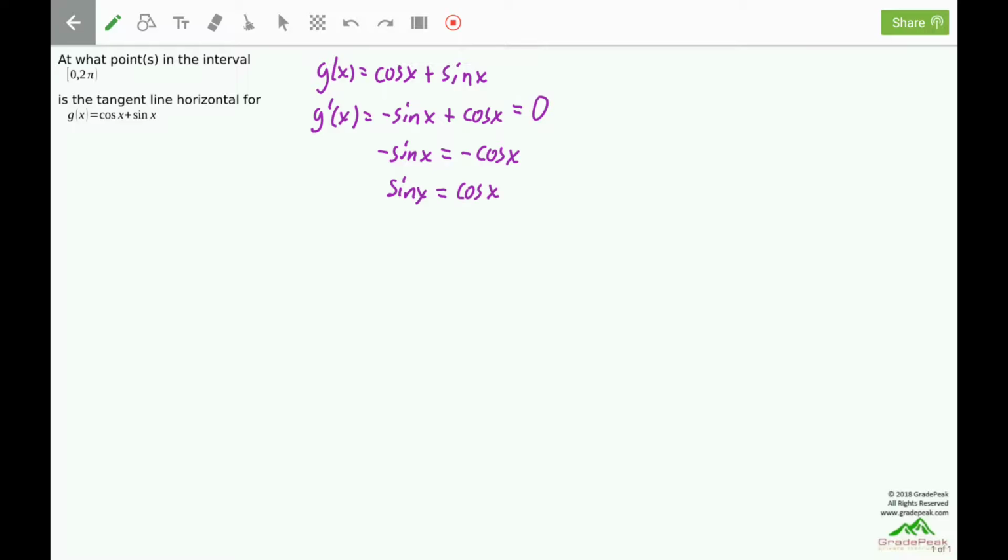Then maybe you can think on the unit circle where that's occurring. It turns out that'll be at π/4, and then again at 5π/4, where they're both negative.